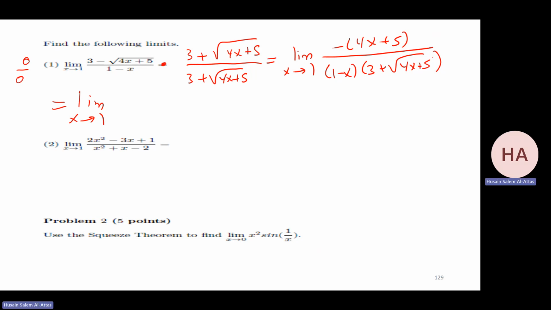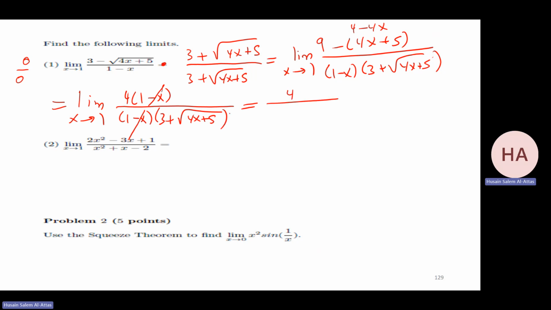Oh, it's not 3, this is 9 minus 4x minus 5. So it will be 9 minus 5, which is 4 minus 4x. I can take 4 as a common factor over 1 minus x times 3 plus the square root of 4x plus 5. This is cancelled. Substitute, you have 4 over 3 plus 3, over 6, which is 2 over 3. This is a very simple calculation.